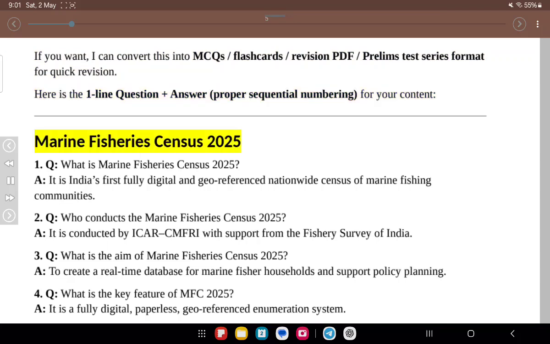Marine Fisheries Census 2025. 1. Q. What is Marine Fisheries Census 2025? A. It is India's first fully digital and geo-referenced nationwide census of marine fishing communities.